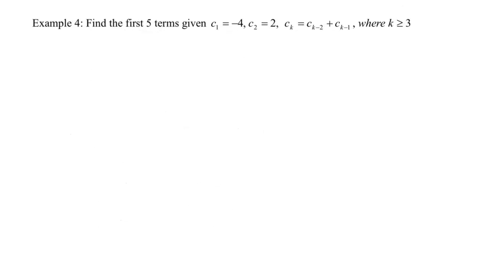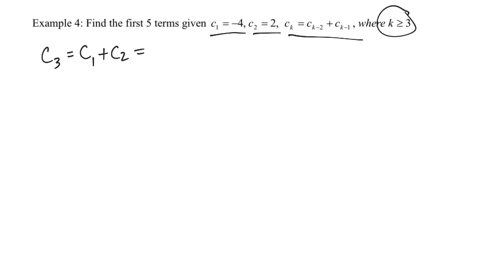Okay, one more recursive formula example. So c sub 1 is -4, c sub 2 is 2, and then we have this very similar formula to example 2 that we did earlier, and we have that k is greater than or equal to 3. So if we start with 3 and plug it in for k, then this is going to give us c sub 1 plus c sub 2, which is going to equal -4 plus 2, which is equal to -2.